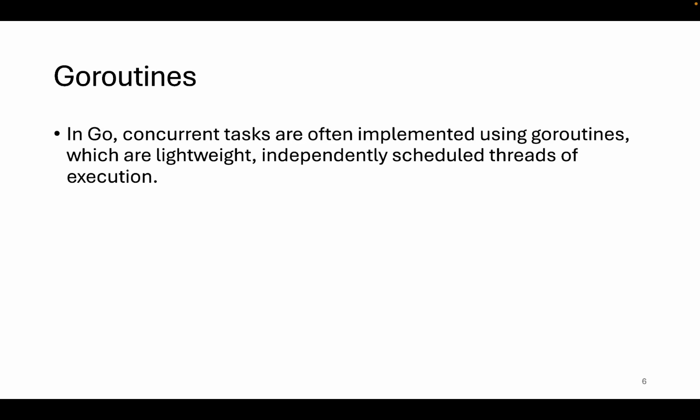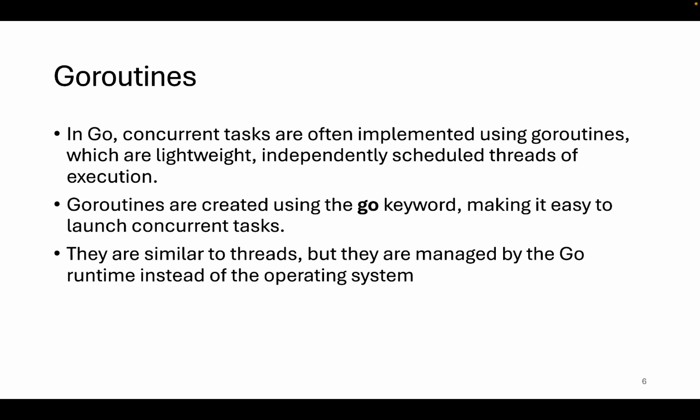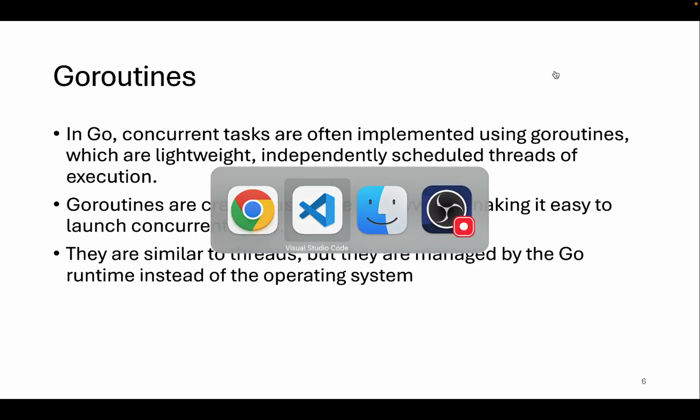Okay, we move to coroutines now. In Go, concurrent tasks are often implemented using coroutines, which are lightweight, independently scheduled threads of execution. Coroutines are created using the go keyword, making it easy to launch concurrent tasks. They are similar to threads, but they are managed by the Go runtime instead of the operating system. Okay, let's move to VS Code. I will explain more clearly.